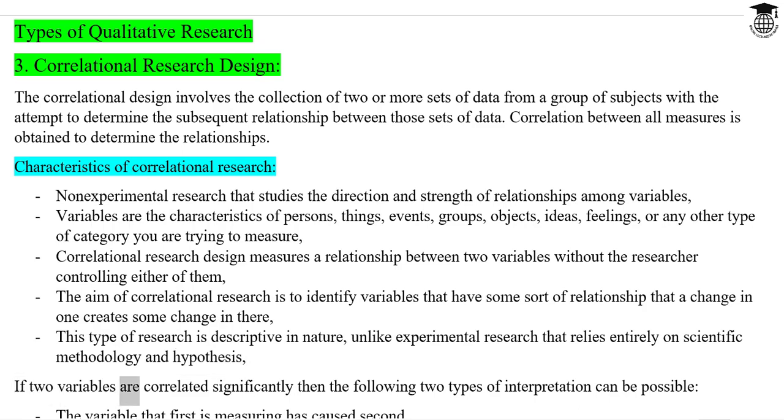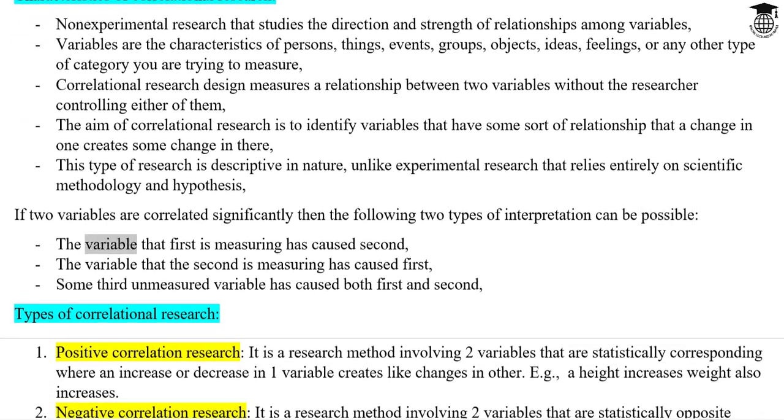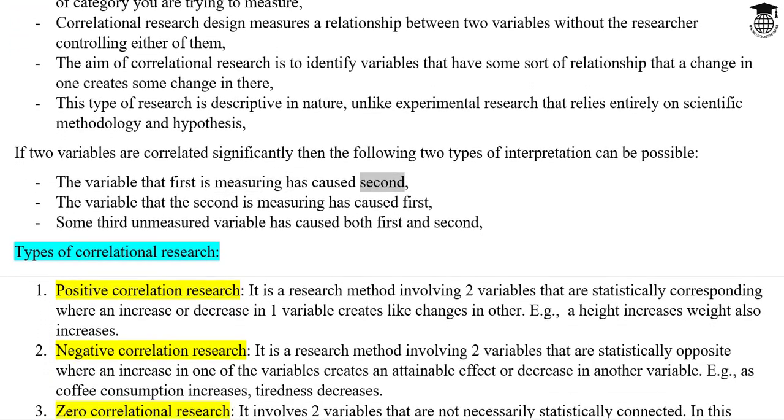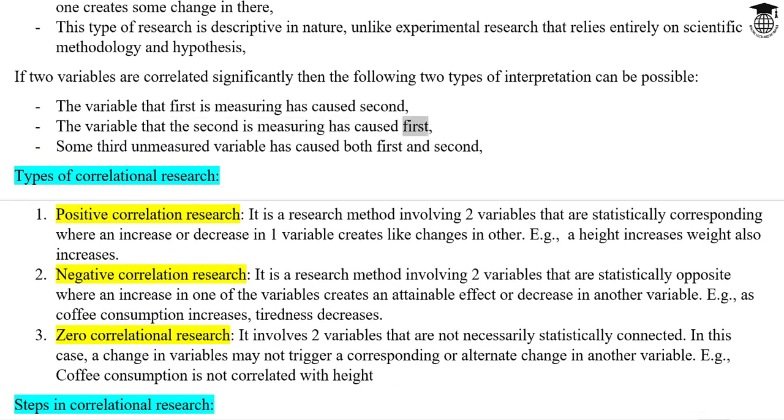If two variables are correlated significantly, then the following two types of interpretation can be possible. The variable that the first is measuring has caused the second. The variable that the second is measuring has caused the first. Some third unmeasured variable has caused both the first and the second.